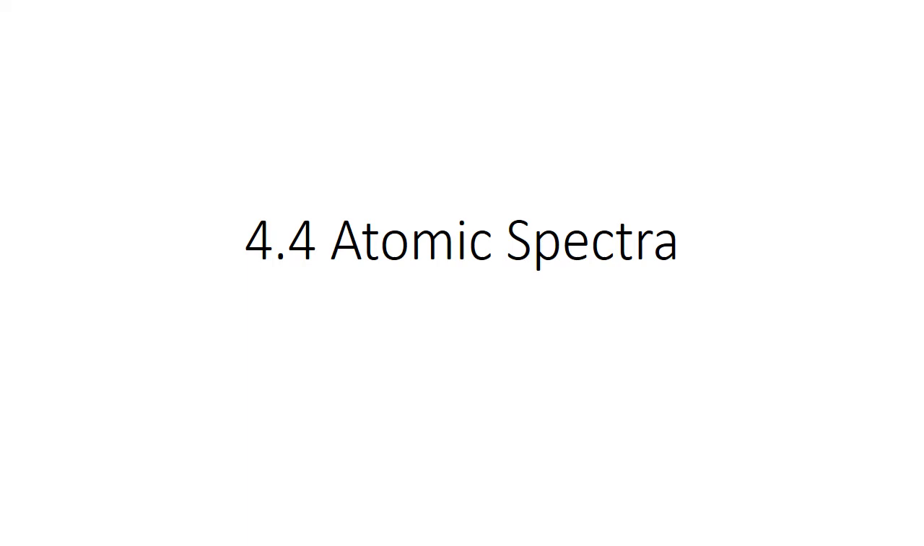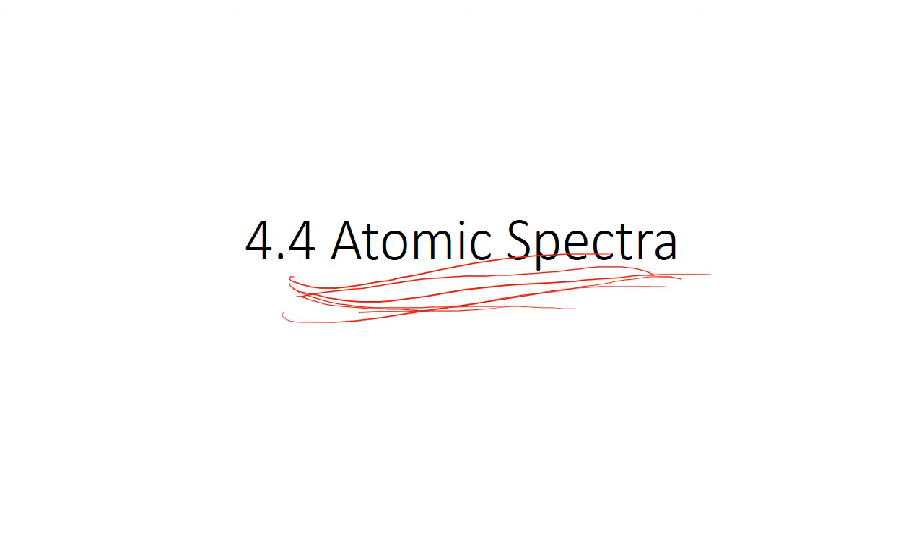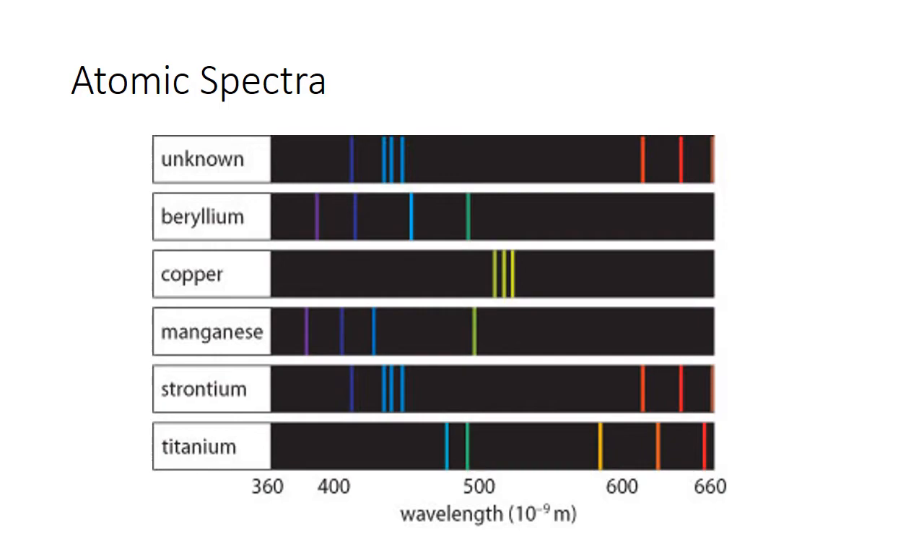Okay, so for today we're going to be talking about atomic spectra, because it helps us with light. So what are atomic spectra? These pictures here, I'm sure you've seen them before in chemistry class or whatever. This is your color spectrum here, your ROY G. BIV.